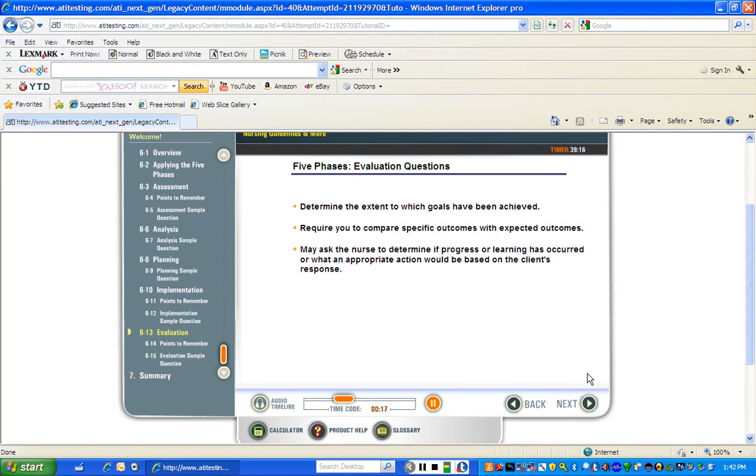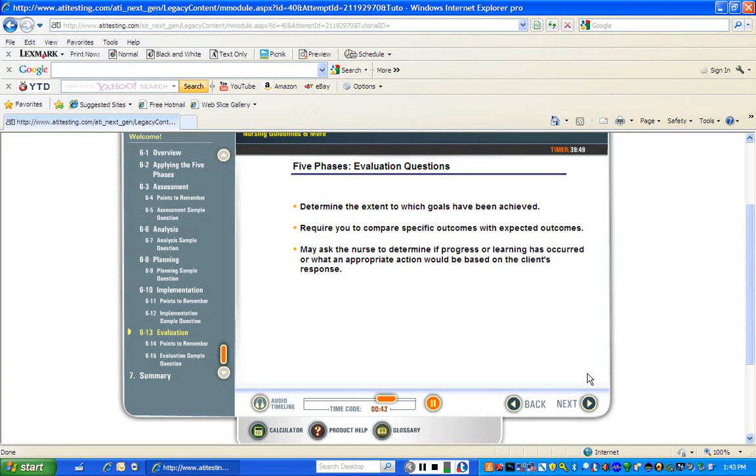Nursing behaviors associated with evaluation may also include determining the impact of a nursing action, verifying that tests or procedures were performed accurately, or evaluating client understanding of information given. So when answering evaluation questions, keep in mind that they may ask the nurse to determine if progress or learning has occurred, or what an appropriate action would be based on the client's response.